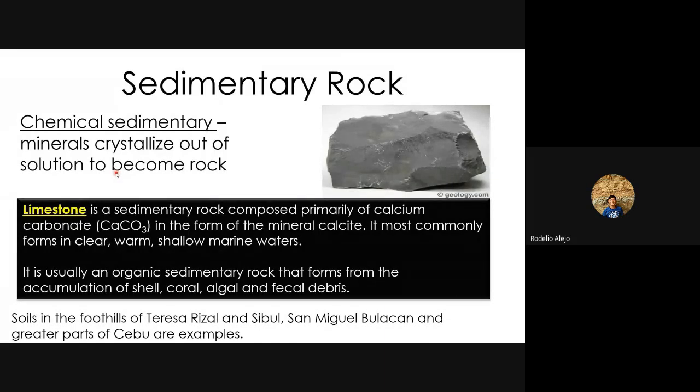So an example of parent material that comes from limestone is the soils in the foothills of Teresa, Rizal and Cebu, San Miguel, Bulacan, and greater parts of Cebu.